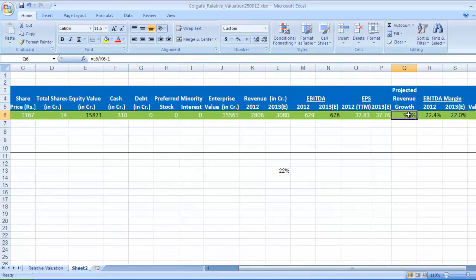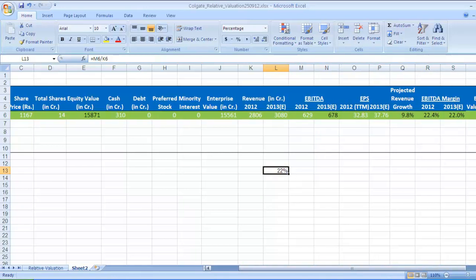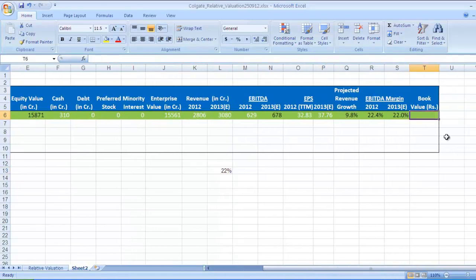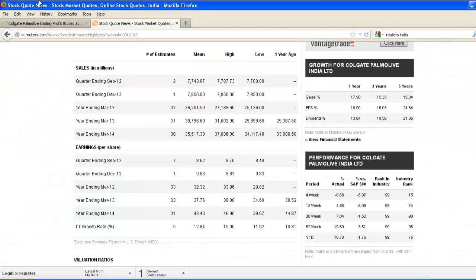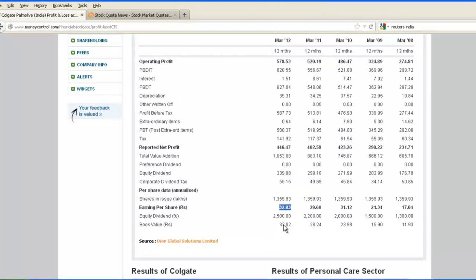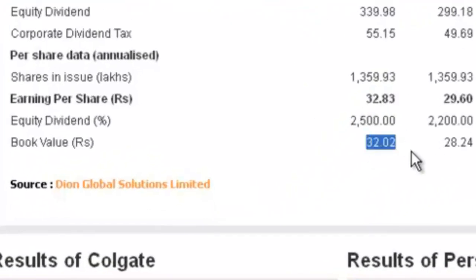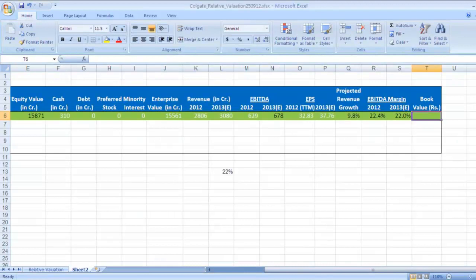Projected revenue growth would be 9.8%. This is projected revenue growth, 9.8% is projected. EBITDA margin is 22.4%, which we have taken here as 22%. And then we need to take input as book value. Book value we will get on Money Control. Book value is available here, 32.02. So take this figure, 32.02.